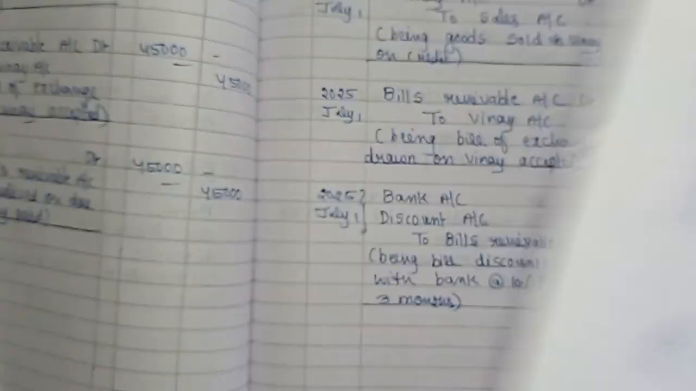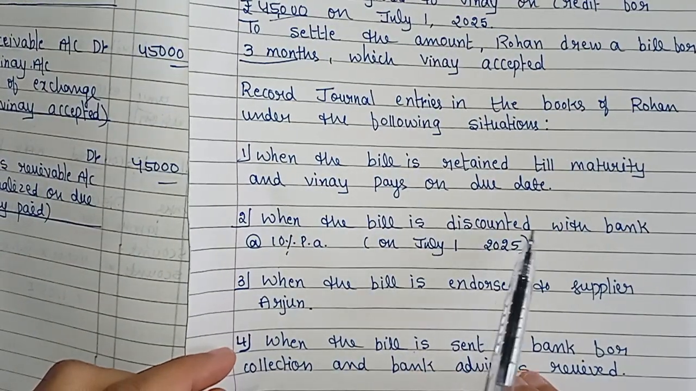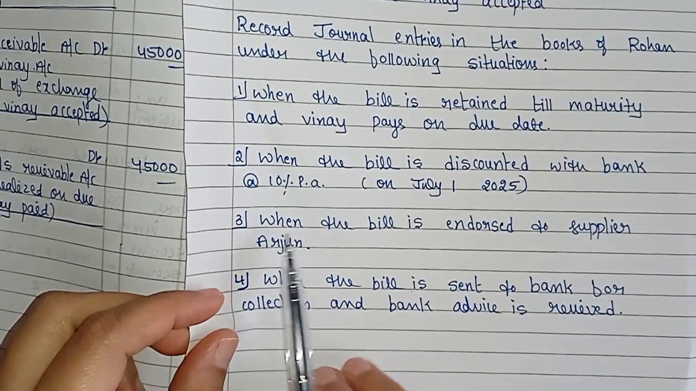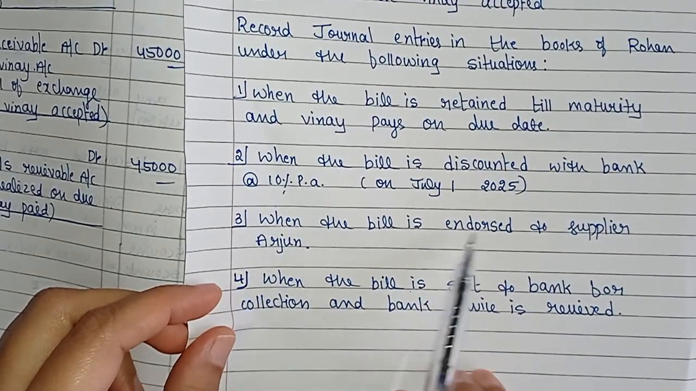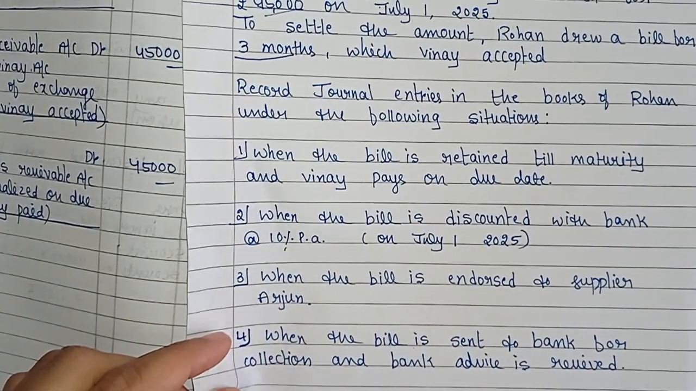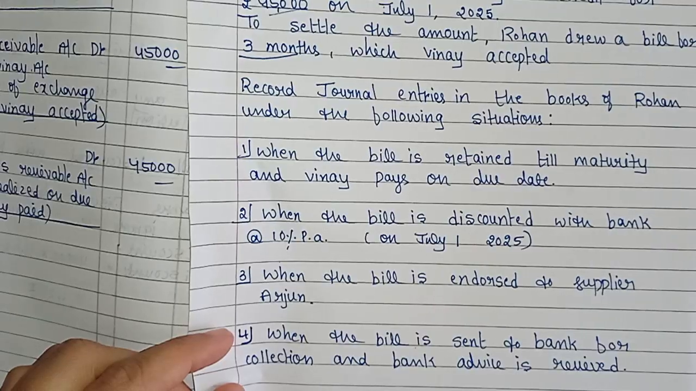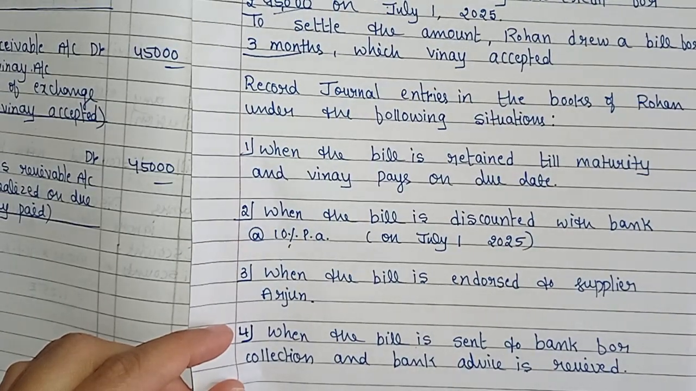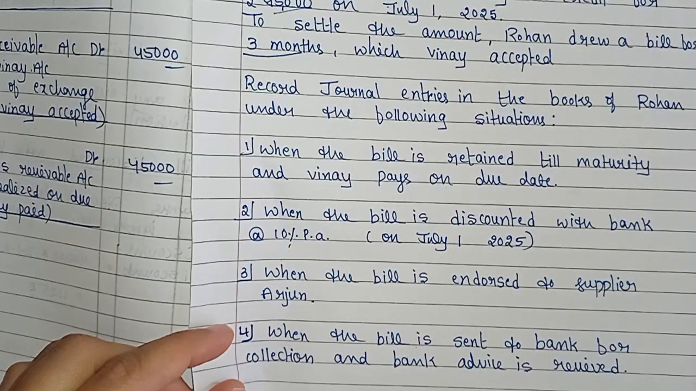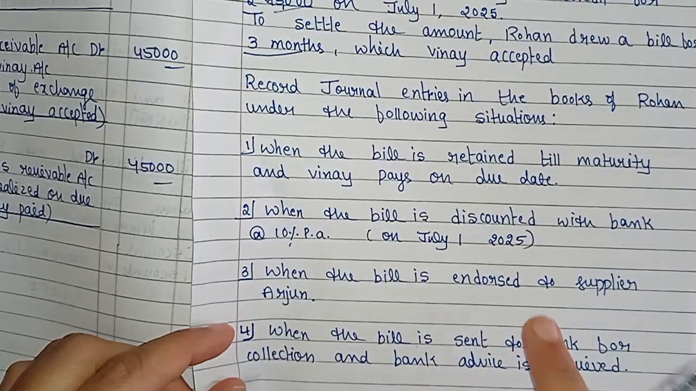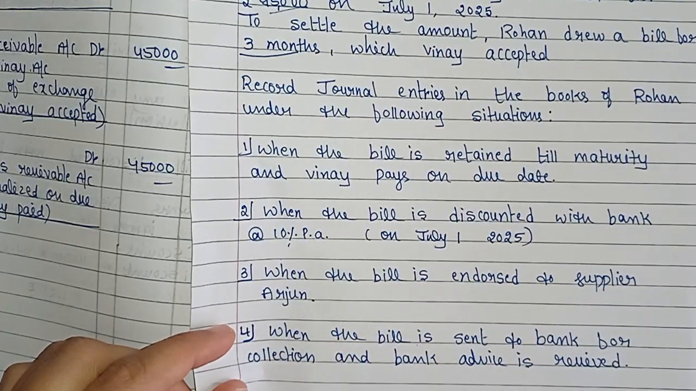Clear? So I hope this is clear to you all. So this is the second situation, that is the bill is discounted with bank at 10% per annum. Now our third situation is when the bill is endorsed to supplier Arjun. Means Rohan endorsed the bill to Arjun. Now Vinay is going to pay the bill amount to Arjun only, means the holder of the bill, whoever is the holder of the bill. So Vinay pays the bill amount to Arjun, not Rohan, because Rohan endorsed it to supplier Arjun.